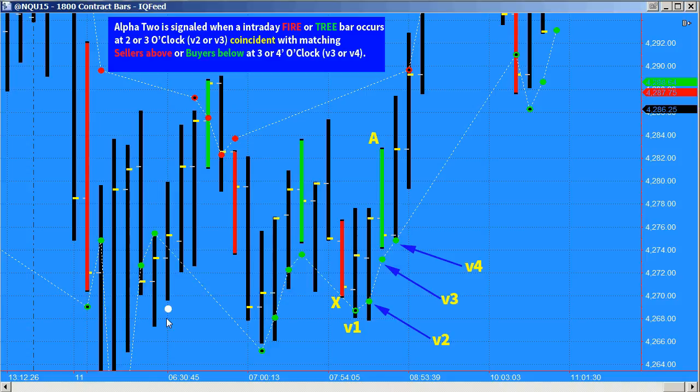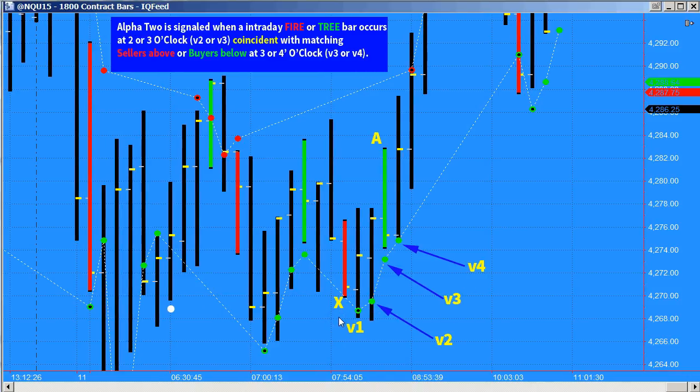The fire bar at X causes a reset on the next bar V1, which is rejected upside. Buyers defend V2, another positive, and an impulse develops at A, and that impulse forms a tree bar. Remember, trees are green and fires are red, with buyers below at 3 and 4 o'clock triggering an alpha 2 event.